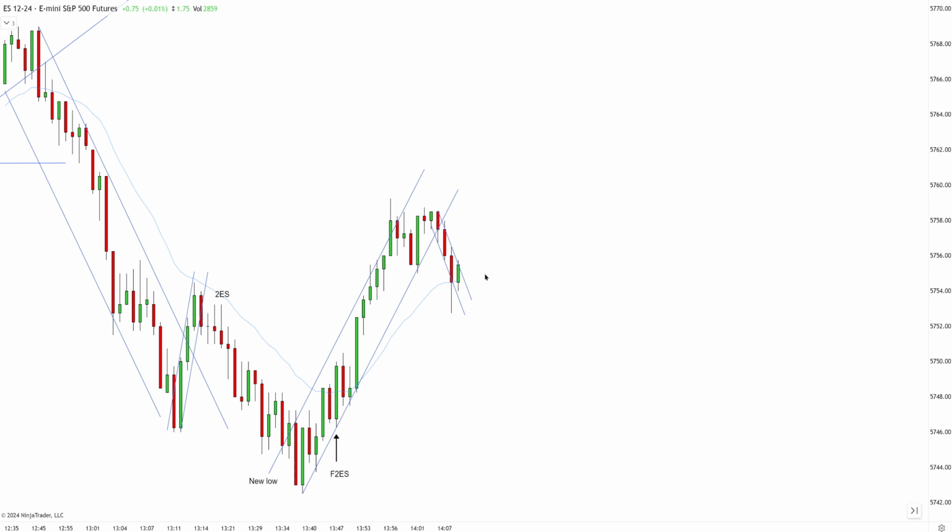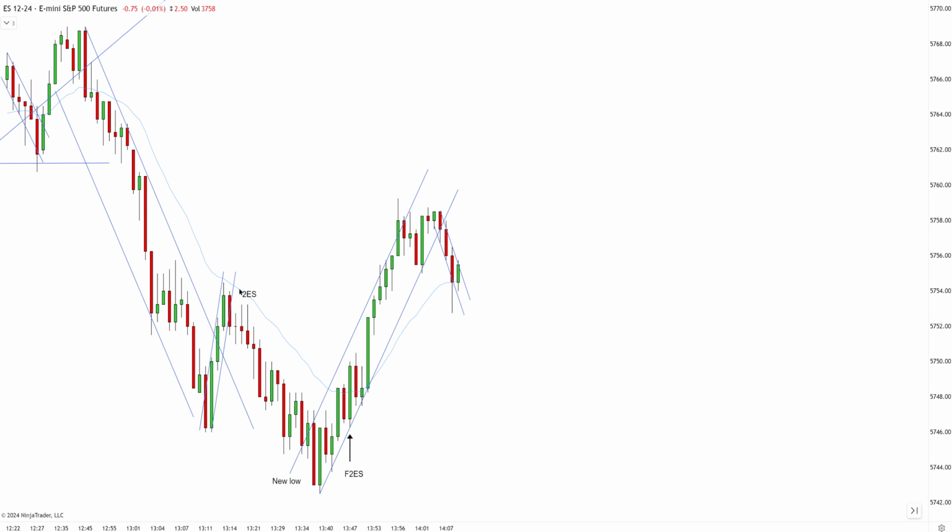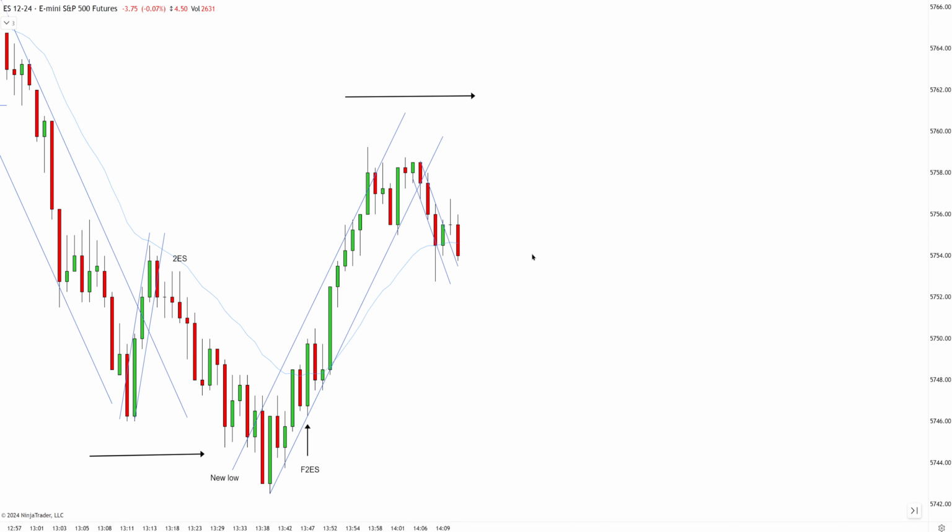And I'm thinking about a second entry long. Why? Because the same thing that happened here: after a break of a downtrend, you expect a new extreme. After a break of an uptrend, I expect a new high. So I want to see a second entry short on the way down, and I want to see a second entry long on the way up.